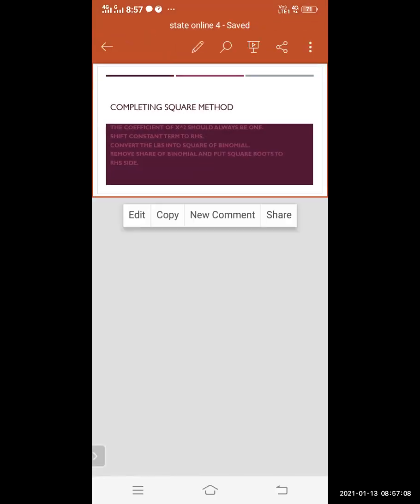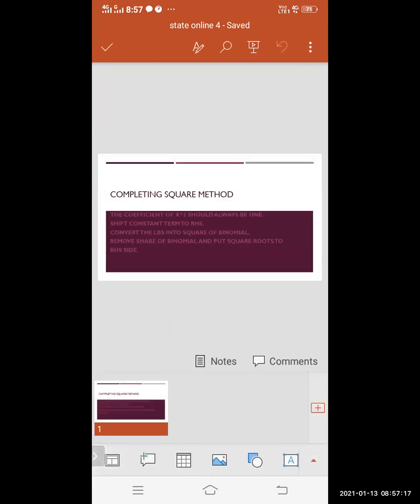What is the completing the square method? See, these are the points you need to remember for this method. First, the coefficient of x square should always be 1. This is your first step.